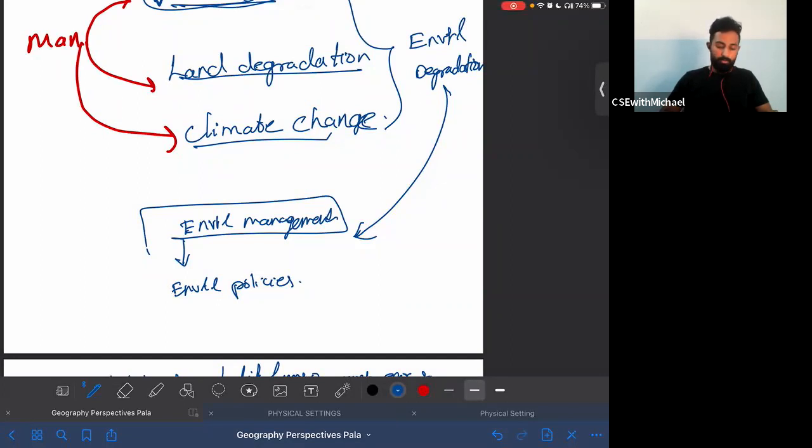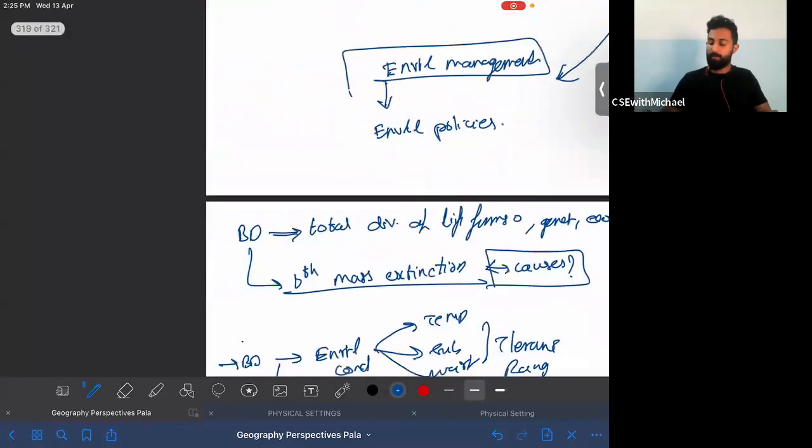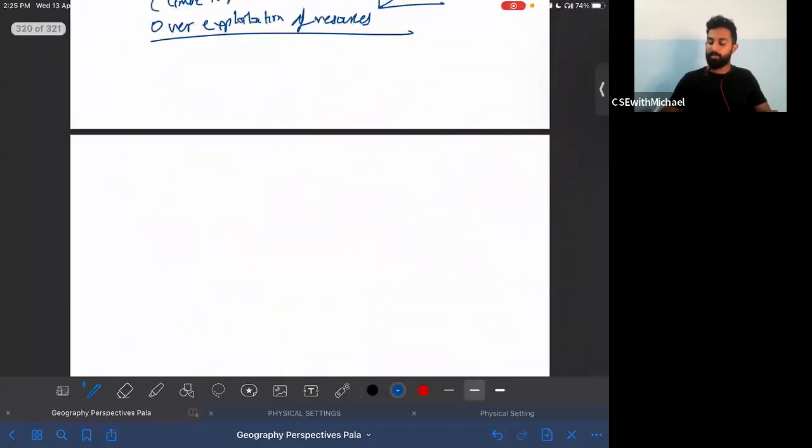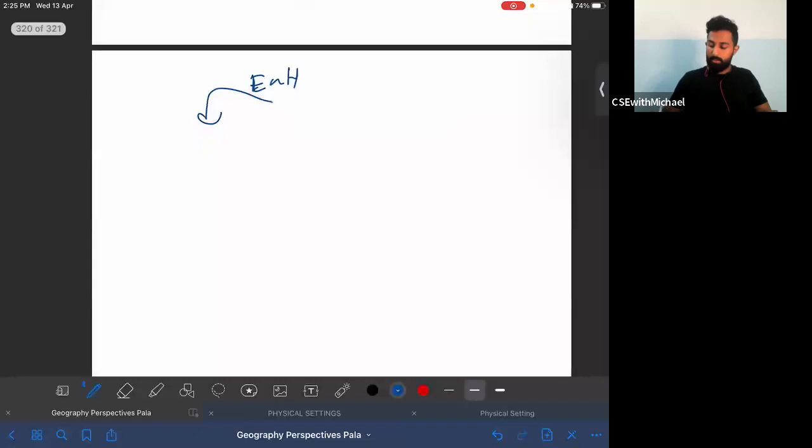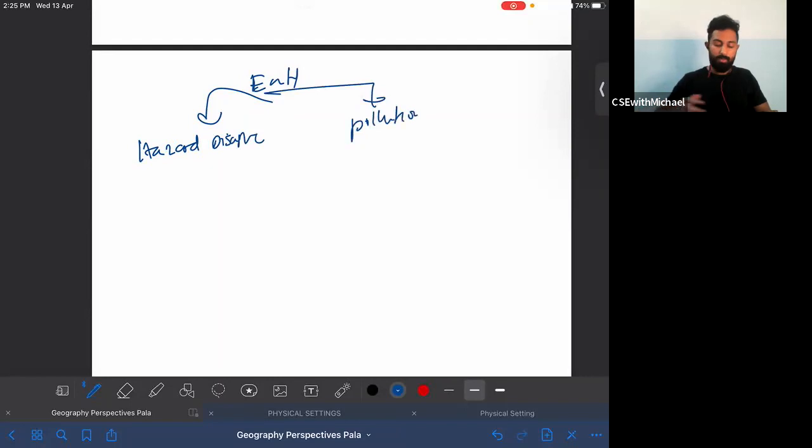Now we go into environmental degradation. Okay, all these factors will lead to what? Environmental degradation. In fact, causes of environmental degradation is related to two factors. That is hazards and disasters, and then there is pollution. Okay, environmental degradation is basically related with two types, that is hazards and disasters and pollution.